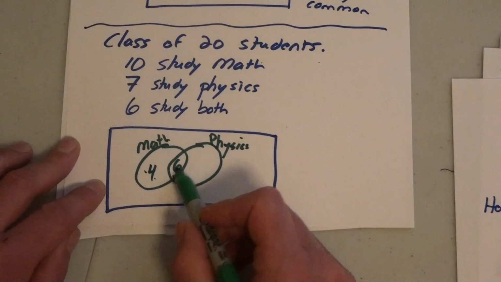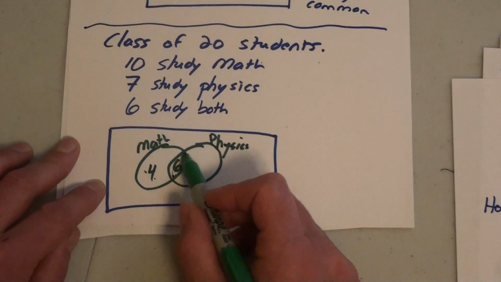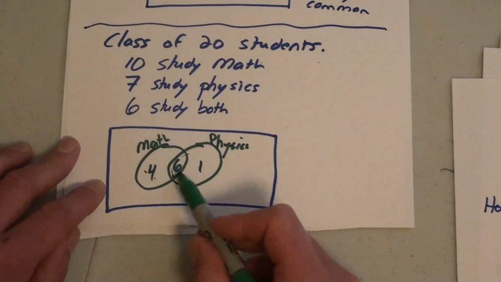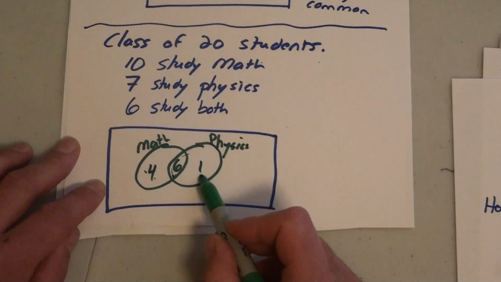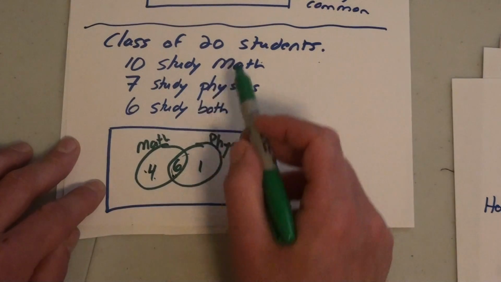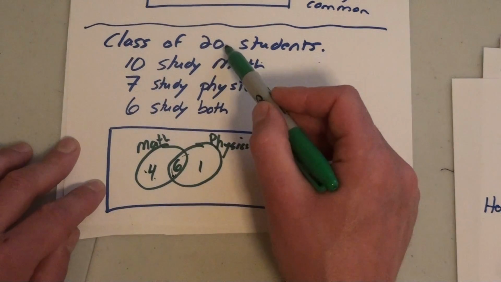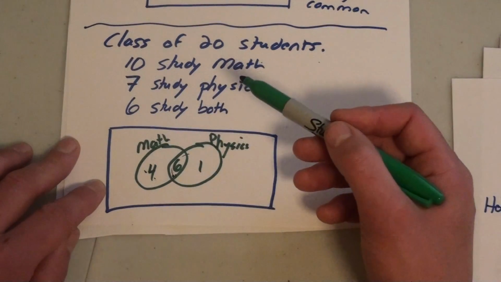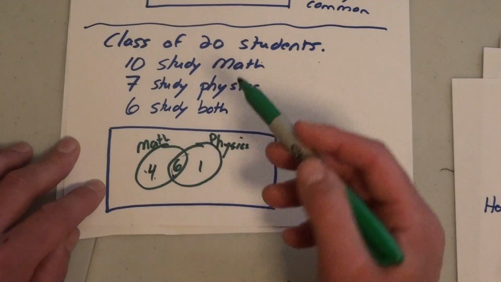I have 6 also right here in the middle, which is in the physics as well. It's in both circles. So that means I only have 1 physics student, because there's 7 in total, that would just be out here in the physics only. If you add these numbers up, you know there's only 20 students, but if you add these up, you're going to get a number greater than 20. So you know there must be an overlap. And that tells you there's too many.